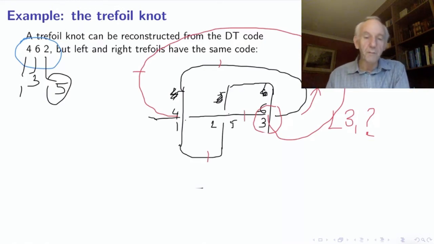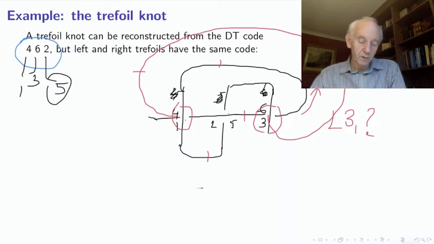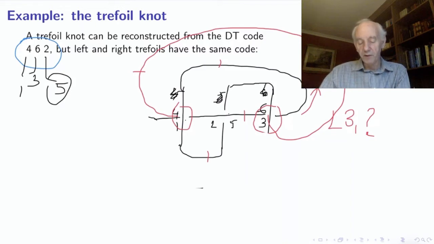And then if I look at my crossings going out, if you look at this crossing here, or any of them, or the same one as before, the underpass is going right as I look at it. So it's not the left trefoil knot, it's actually the right trefoil.